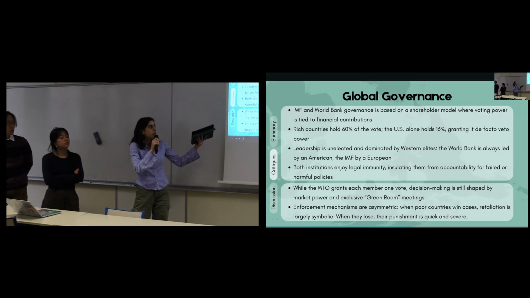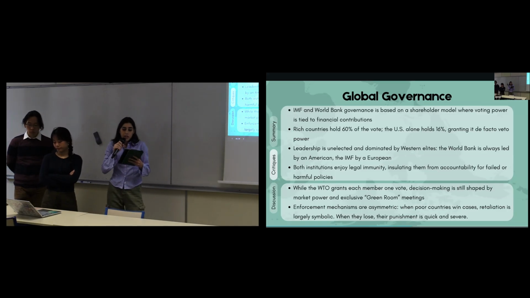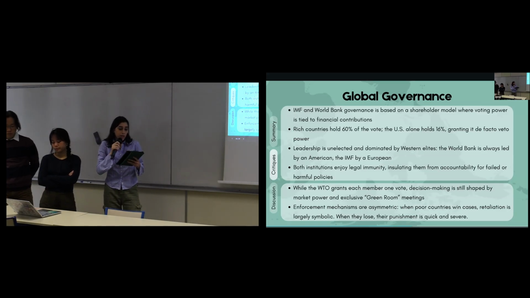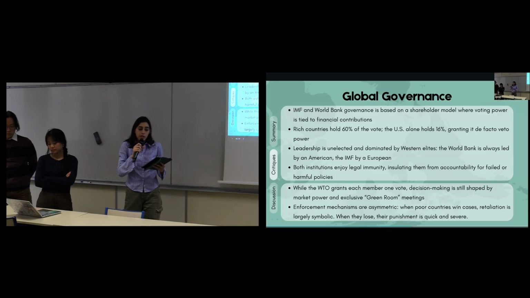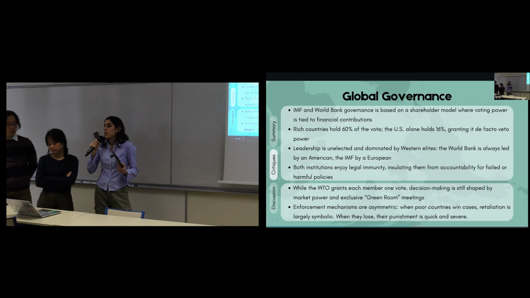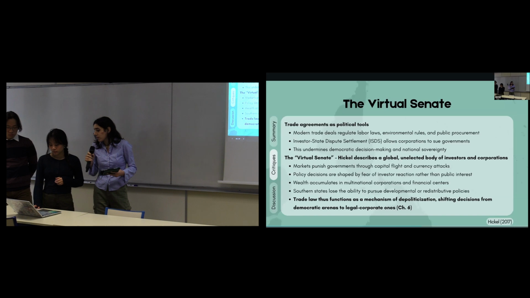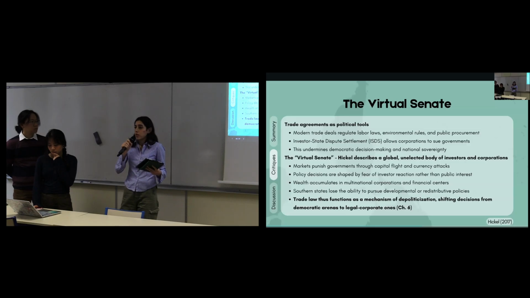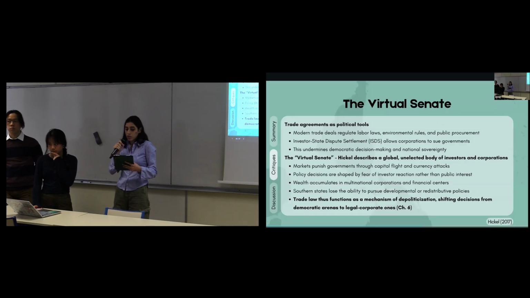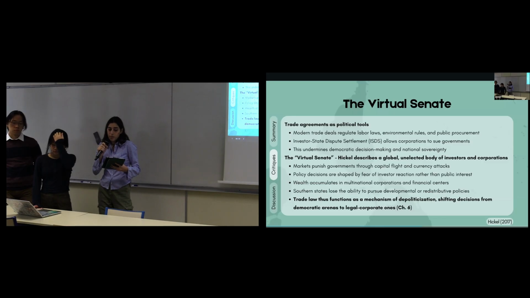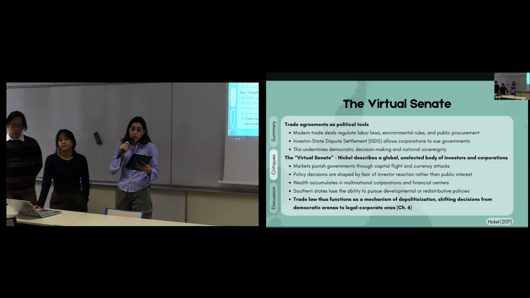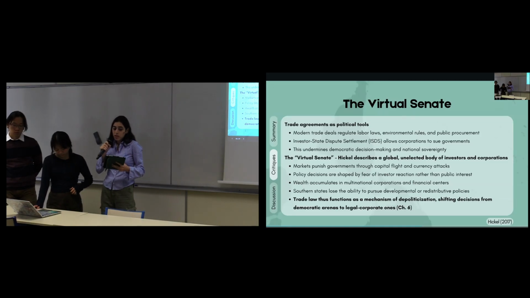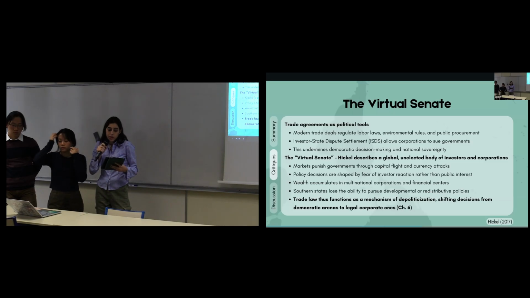Also, while the WTO does grant each member one vote, the decision making is still based on market power and exclusive green room meetings. And also, of course, the enforcement mechanisms are very asymmetrical. So all in all, modern trade agreements now serve less as tools of market liberalization than as political and legal tools that entrench investor power. Because trade deals now not only focus on tariffs, they extend beyond that to regulate labor standards, environmental protections, etc. And this limits the policy space of sovereign states.